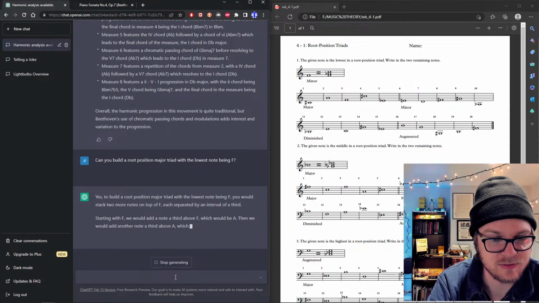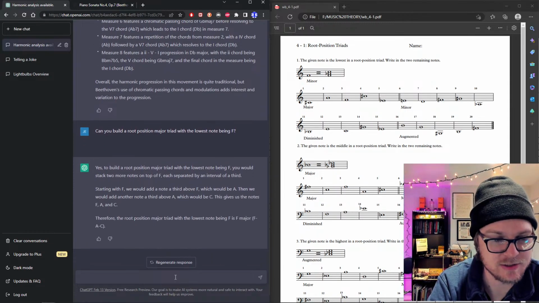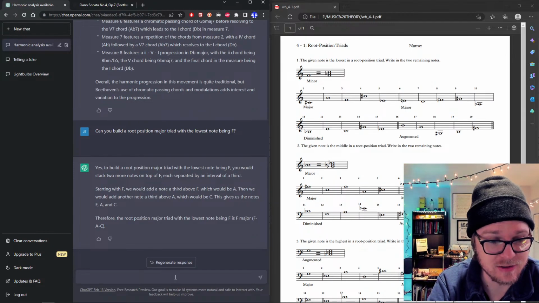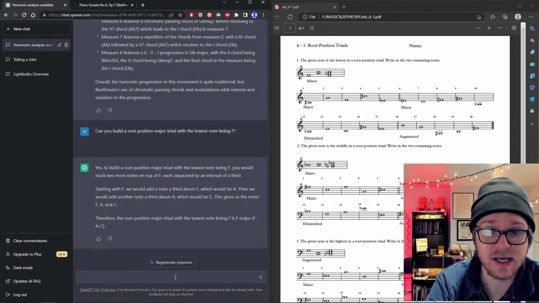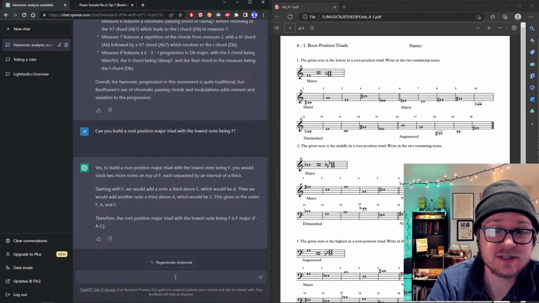You would need 2 notes on top, each provide the interval of a third. Yes, starting with F. You need a note a third above F, which would be A. Perfect. Then we would add another note, third above A, which would be C. Perfect. Okay, so it can do that. That's pretty simple though. The next one's not so simple.